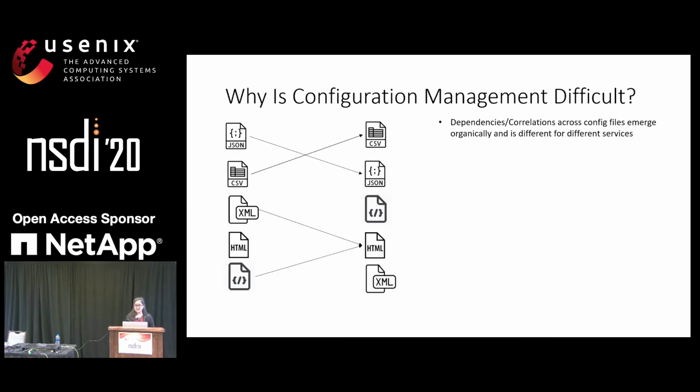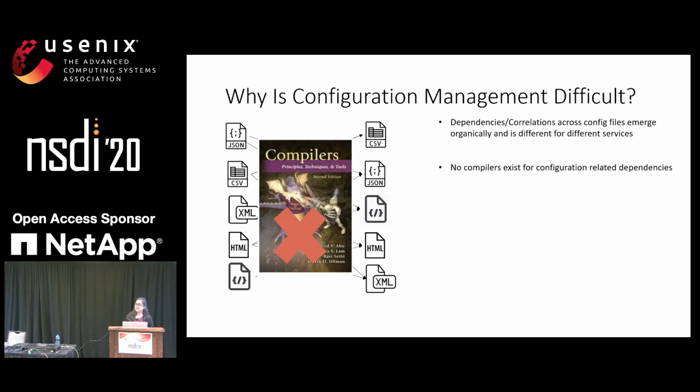But then the second question is, why is configuration management so difficult? Again, based on our analysis, we realized that across different large-scale services, there are varieties of configuration files present, and the correlations or dependencies across these configuration files emerge organically, and is very different from one service to another service. Unlike code, which has great syntactic and semantic structure, configuration files lack that rich information, and so no compilers exist for configuration files. Moreover, it's very hard to document all these correlations manually because they keep changing frequently.